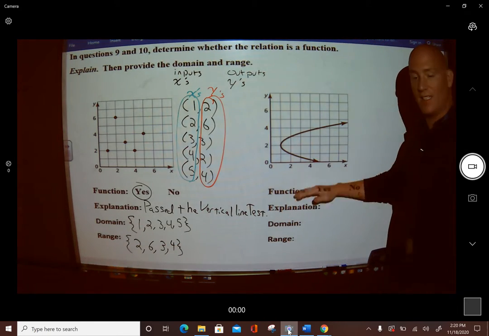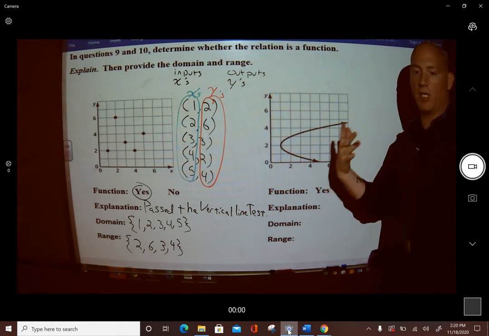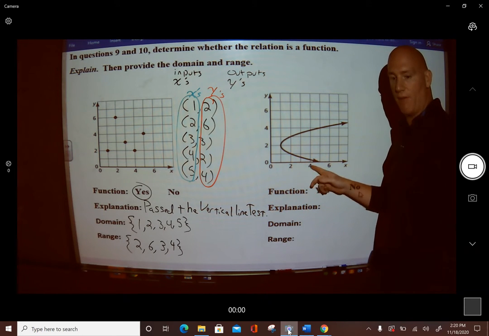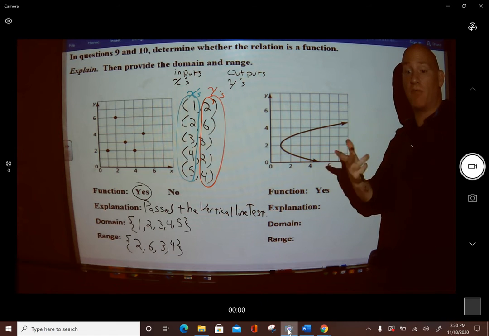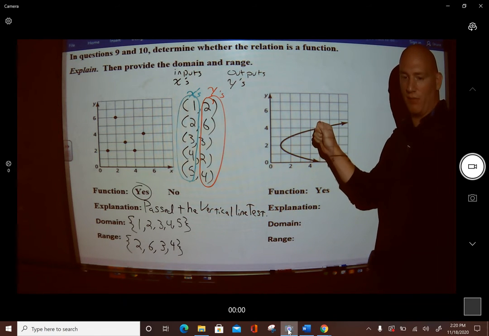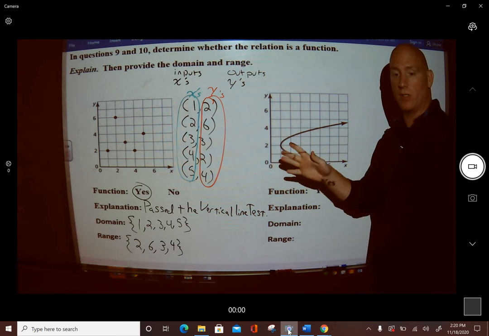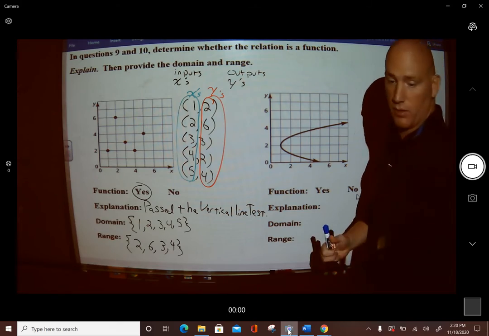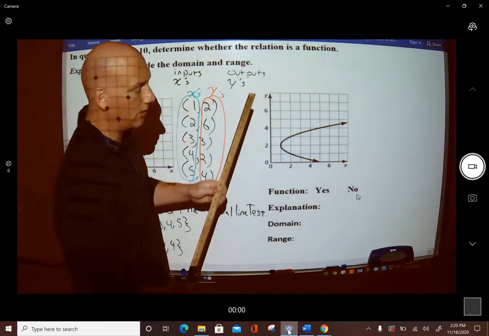Now, we're looking at a continuous graph now. This is much harder because I'm hoping we can remember a continuous graph is made of an infinite number of points. You can't possibly write a list of an infinite number of points, so we're going to describe them. But first, let's see if this thing passes the vertical line test. Let's see if it's even a function.